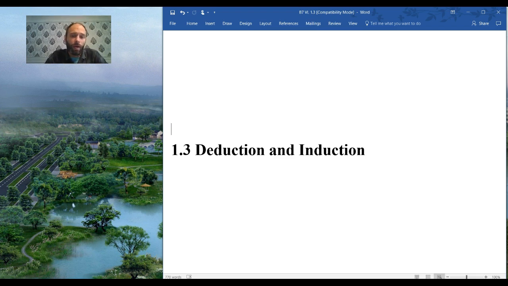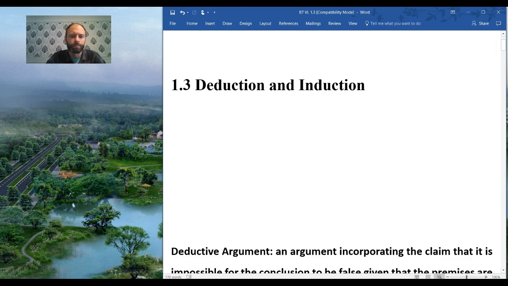Today we'll start talking about two different types of arguments and how to distinguish between those two different types of arguments. Those two different types are deductive and inductive arguments.